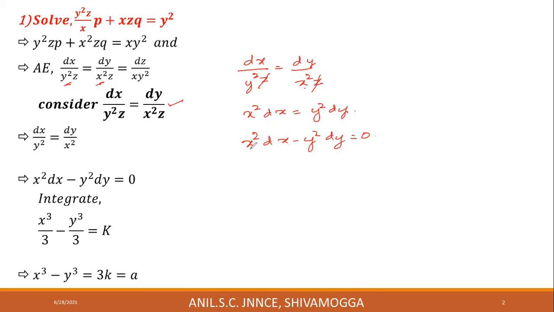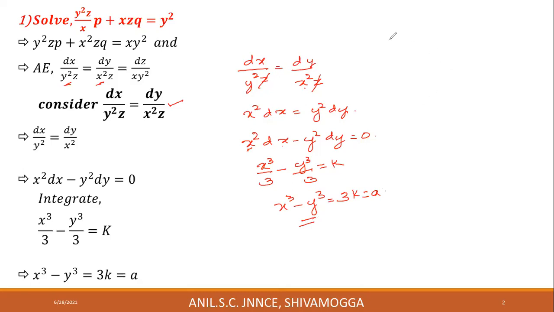Integrate. What is the integral of x square with respect to x? That is x cube divided by 3, minus integral of y square with respect to y, which is y cube divided by 3, is equal to an integral constant k. Therefore, x cube minus y cube is equal to 3k. Multiply throughout by 3. And 3k is a constant, let it be k. This is one solution. This is obtained by considering first and second.